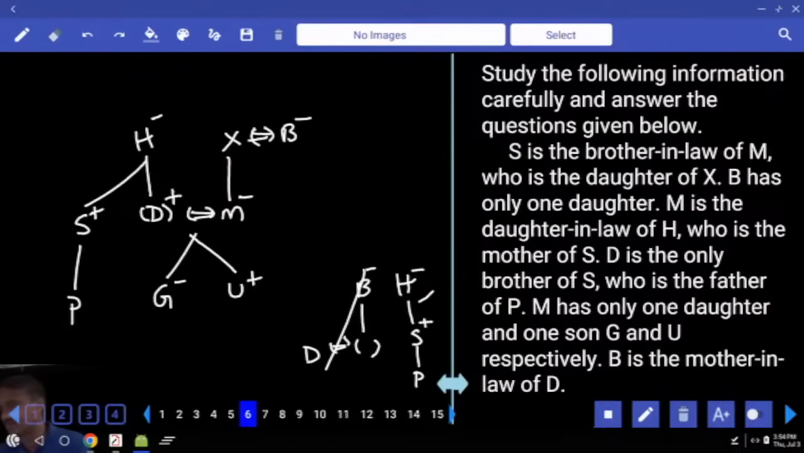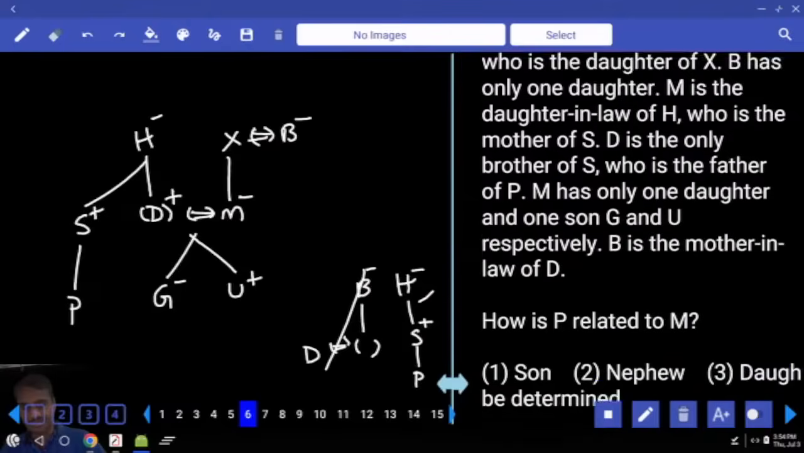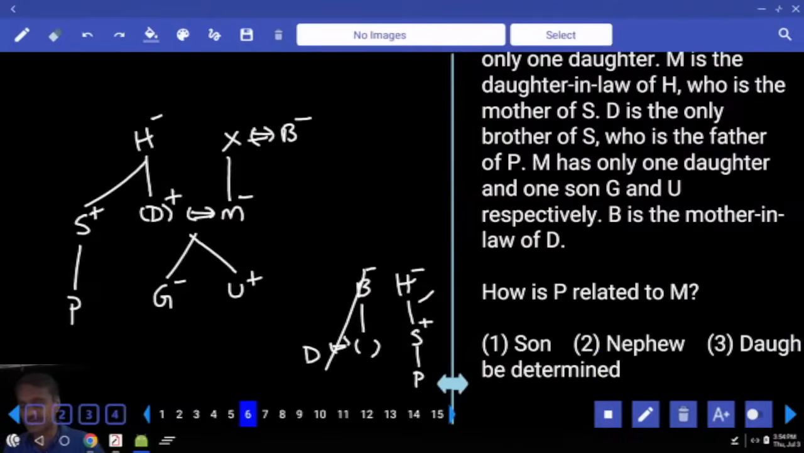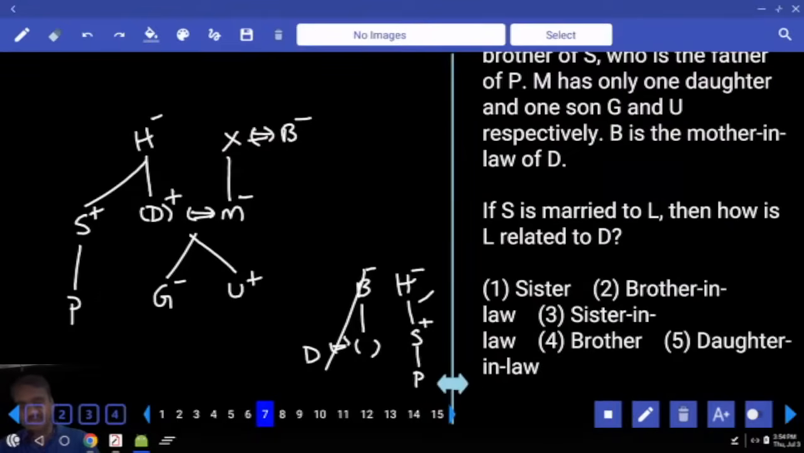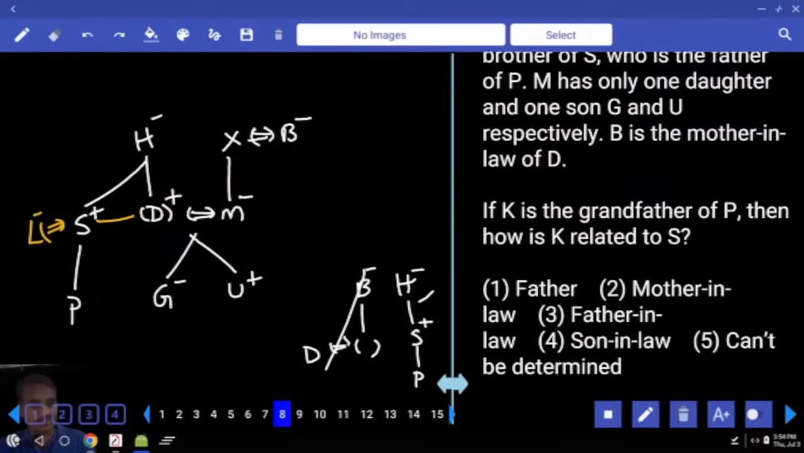S is the father of P. Then according to this, how is P related to M? The gender of this P is not known, isn't it? Hence it cannot be determined, choice 6. And if S is married to L, L and S are married to each other, S is a male, L is a female. Then how is L related to D? L related to D is brother's wife. Brother's wife, sister-in-law. Now sister-in-law, choice 3.